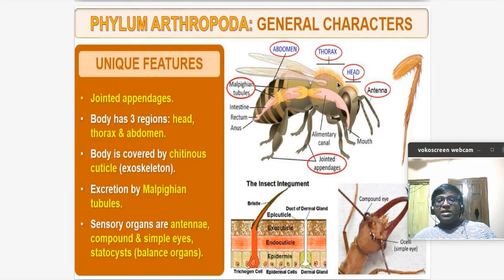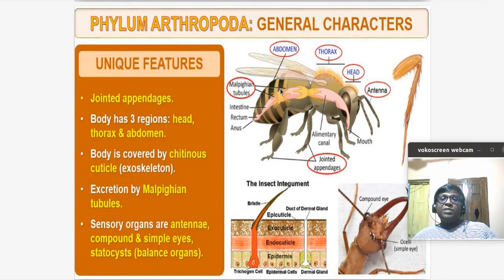This is the housefly, the honeybee, where you notice all these features. So the body has three regions: head, thorax, and abdomen, and the body is covered by this chitinous exoskeleton, that is the cuticle. The chitinous cuticle is there.